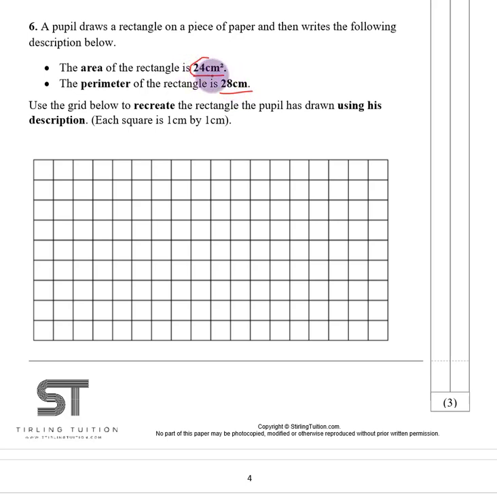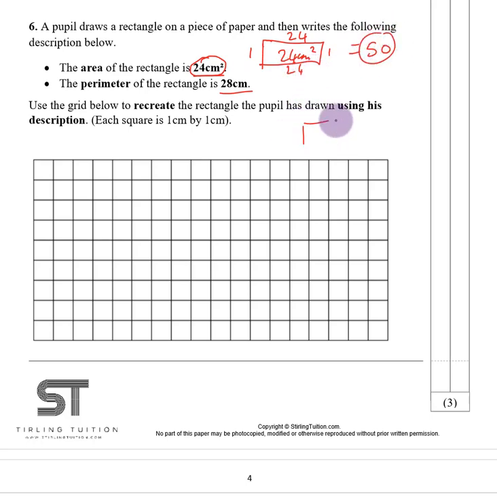So what I would do in this situation, I was concentrating on the 24. Now area, we need to do length times width. So if we've got a rectangle and this is 24 centimeter squares, I could have lots of different combinations of numbers to make 24. So I could have 1 and 24. That would give me an area of 24. However, if I was to convert that into what the perimeter is, we'd have 24 add 24, which is 48, and then 1 add 1, which is 2, added together. So the perimeter here is 50, which is far too many.